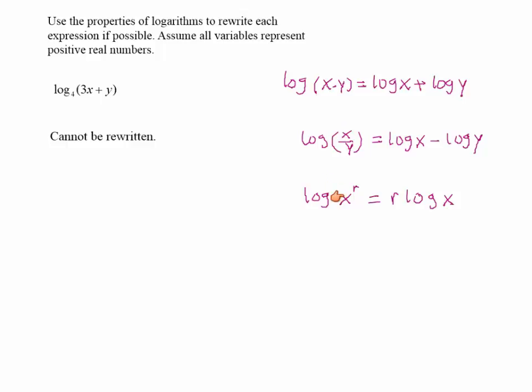You notice I didn't write the base, to not make this really crowded. If there's no base there, it means assume it's 10. But if it is not 10, you have to mention what it is. So you can write a b here to indicate that this could be any base, as long as it's the same base for all of them. You write the base right below this log. That's how you write them. Okay, so in this case, you notice that 3x plus y is not a product of anything. It's not a quotient of anything. It's not a power of anything. So you cannot write this in any expanded form. It cannot be rewritten.